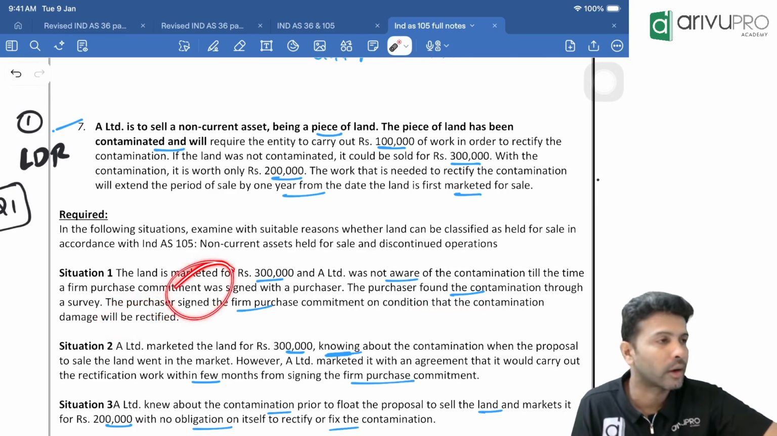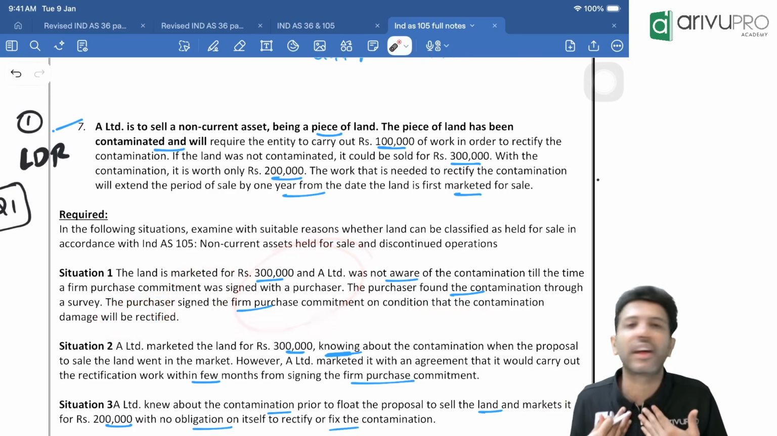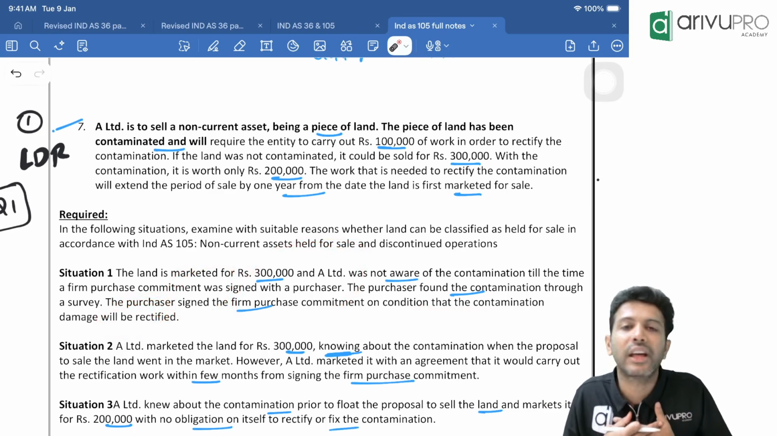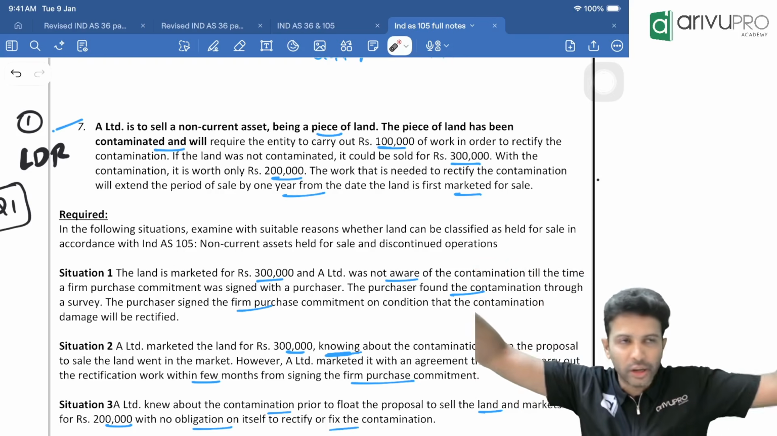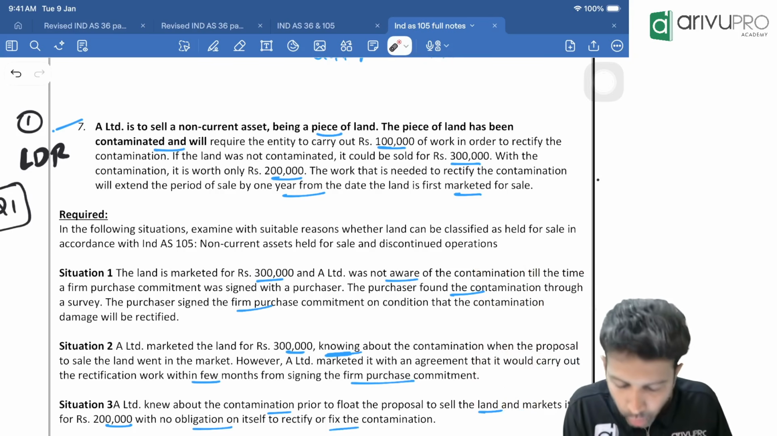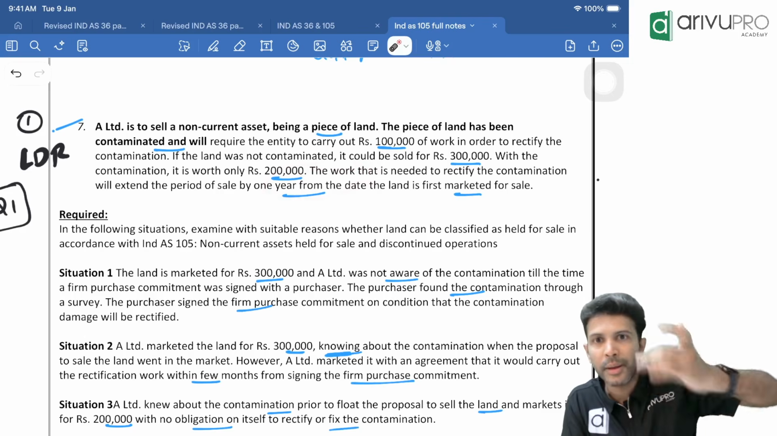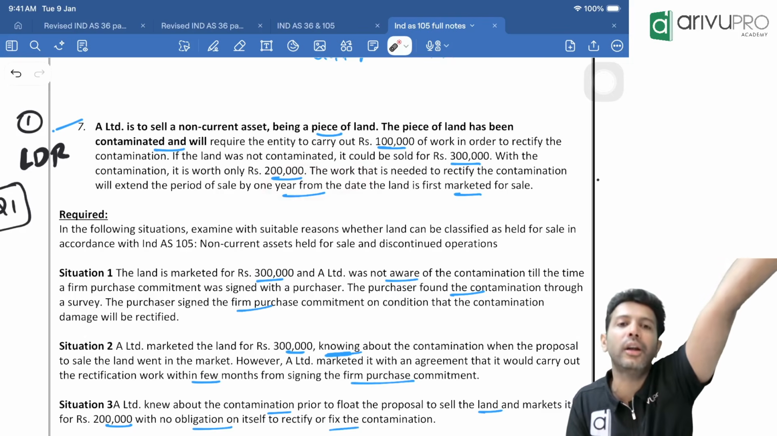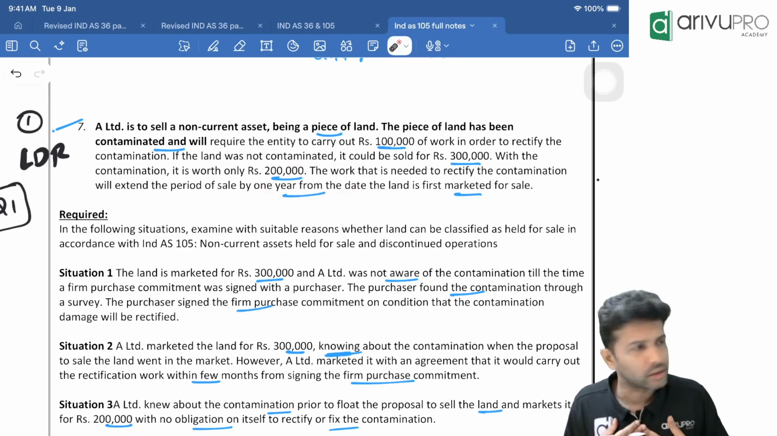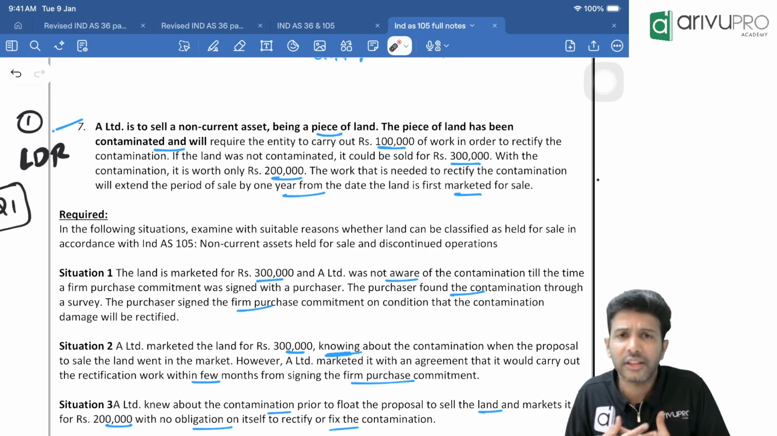So in this case, what? You tell me, were we aware of it? As a company, were we aware of contamination? No. That means when we marketed the product, we were absolutely not aware of contamination. And now, because of contamination, we may not be able to complete the sale within 12 months. The sale will go beyond 12 months. But are we aware? No. Since we were not aware, is it our fault?